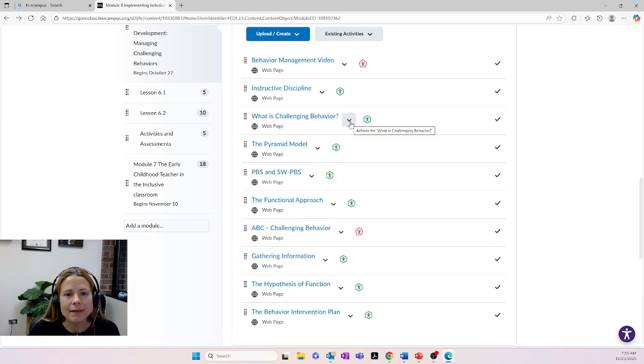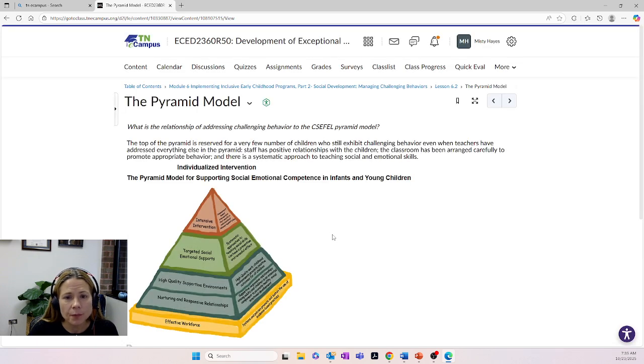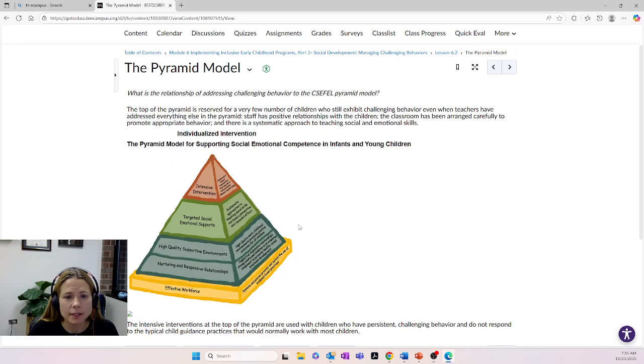And then we really dive deep into behavior, right? We look at what a PBS is and a SWPBS when we're talking about the needs of a child that is younger, in early childhood. We define what challenging behavior is. There's the pyramid model there for you. Again, the CSEFEL one I talked about.